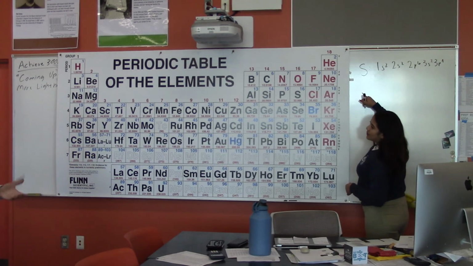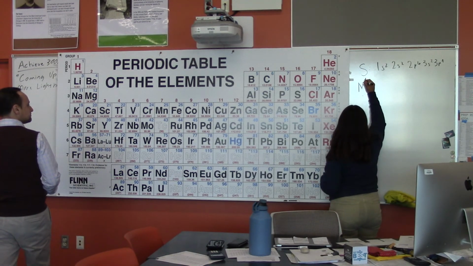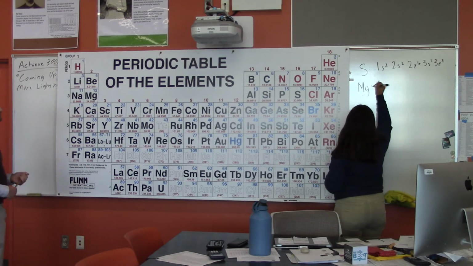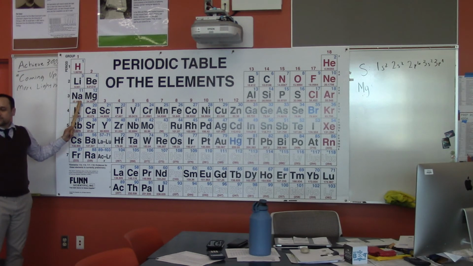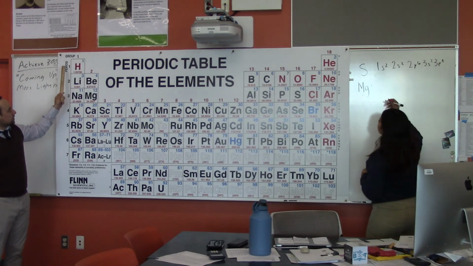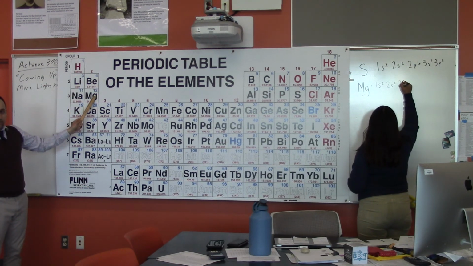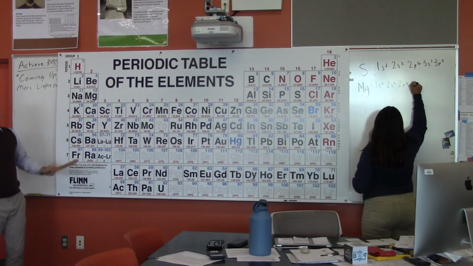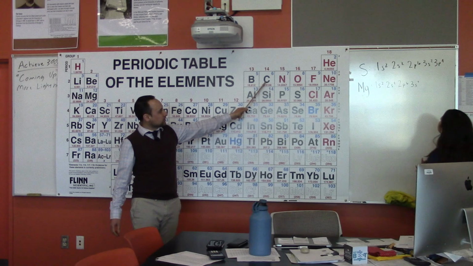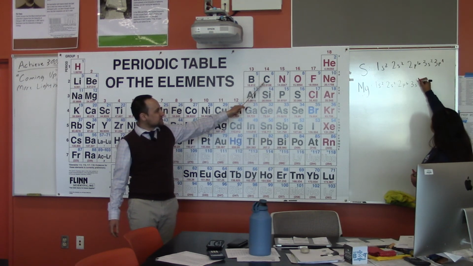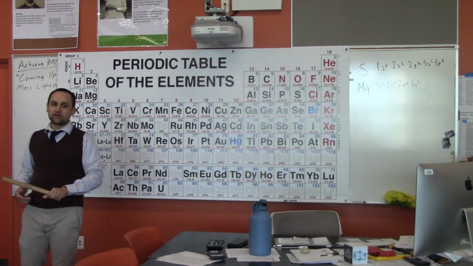Go ahead. Yeah, Mg. Capital M, lowercase g. That one, right? Okay, we got this? All right. Ready, go. 1s2, 2s2, 2p6, 3s2. Good. Okay, so let's go ahead and do this next one because it's an extraordinarily important atom for life, okay?